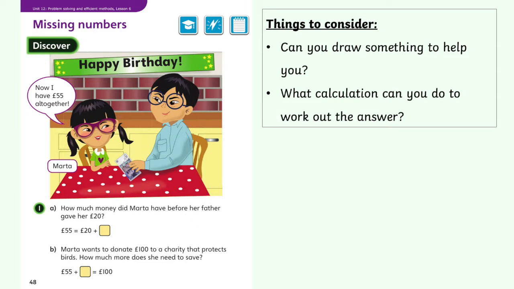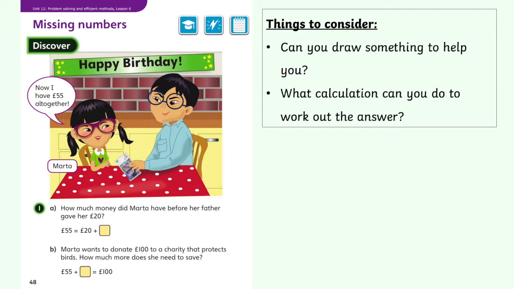Here's today's Discover. It's called Missing Numbers. Now in today's Discover, it's Marta's birthday. And you can see that she's saying, now I have £55 altogether. Pay special attention to that word altogether. You can see that her father is giving her a £20 note. So it's interesting that now she has £55 altogether. Question 1 says this. How much money did Marta have before her father gave her £20? And it's given you a calculation there to represent that.